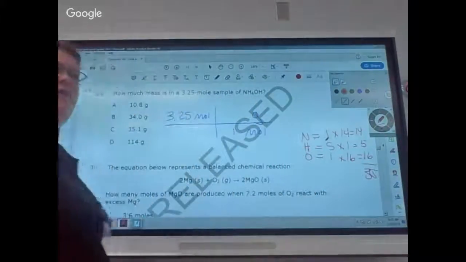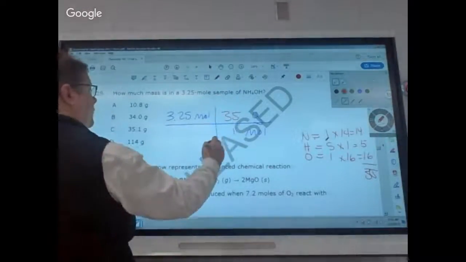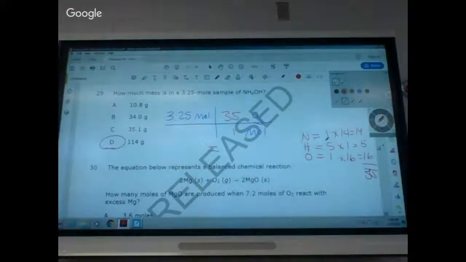All right, so I get 35. Where do I put the 35? And then we multiply and we get D. So just a question. If you have the same element spread out in different compounds, you just combine them? Sure. You can do them separately or you can combine them. It's your option. I would combine them just because it makes it faster, but you don't have to.